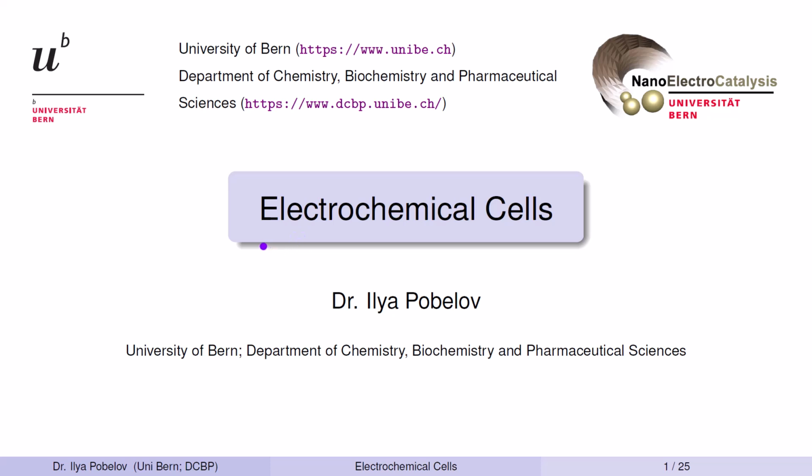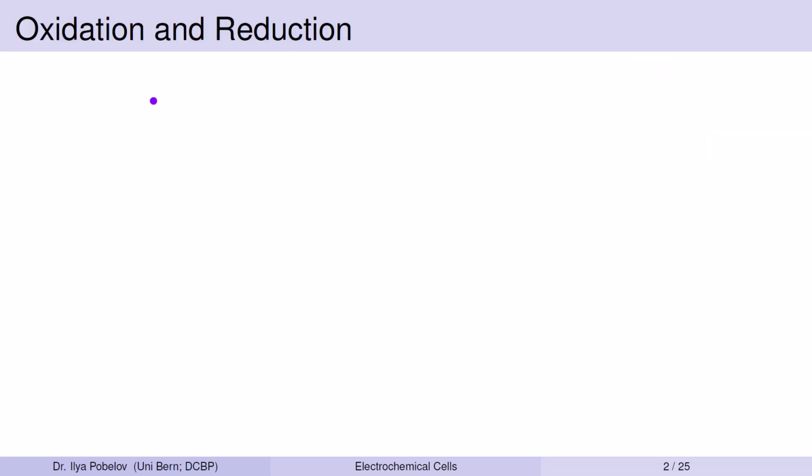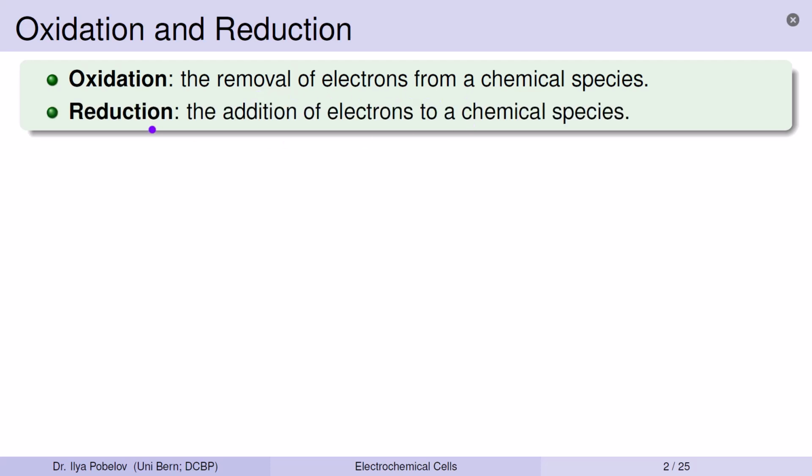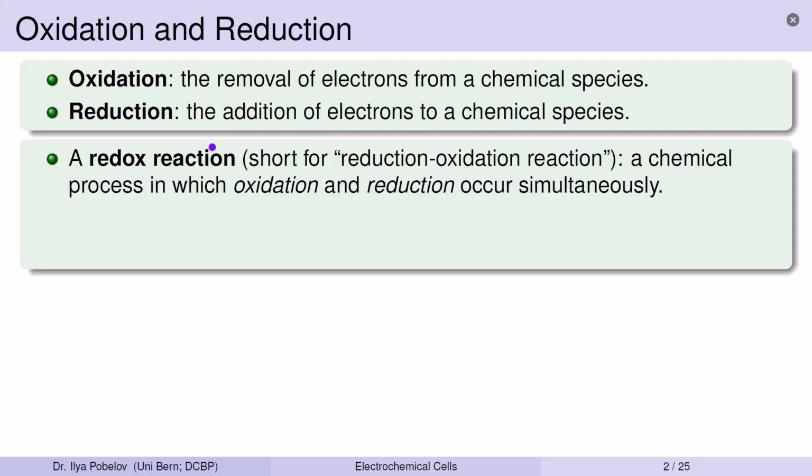In this module, we will introduce concepts relevant to electrochemical cells. We will start our lecture with some foundational definitions. Oxidation is a process involving the removal of electrons from a species, while reduction refers to the addition of electrons. Together, oxidation and reduction are integral parts of a redox reaction, short for reduction-oxidation reaction.